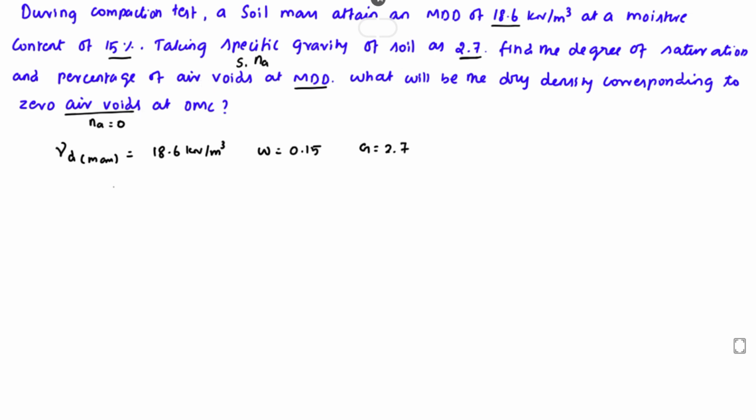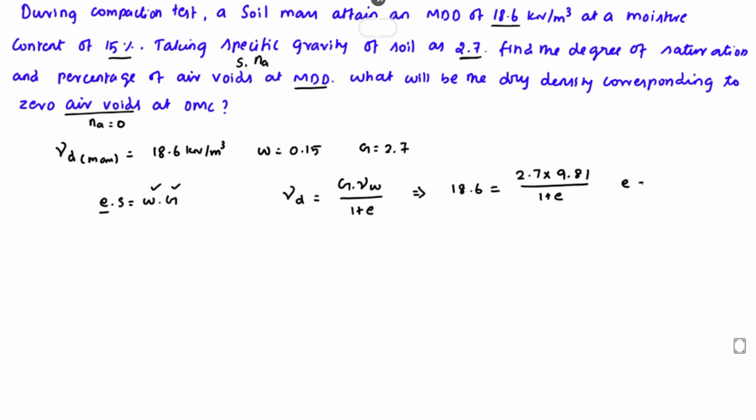Now we can take e into S equal to w into G. We know the w and G values, so we have to find out the e value. We can take gamma d equal to G into gamma w divided by 1 plus e. Now we can substitute all the values. Gamma d maximum is 18.6 equal to G is 2.7 into gamma w value 9.81 divided by 1 plus e. Here the only unknown is e, so e equals 0.424.